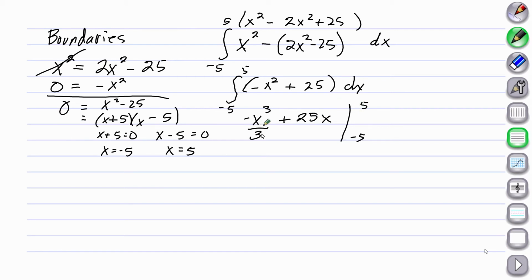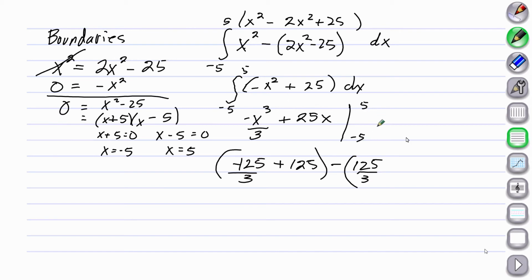Okay, I'm going to put the 5 in here. So this will be a negative 125 over 3 plus 100. 5 times 25 is 125. That quantity minus, now I'm going to put a negative 5 in here, which comes out to be 125 over 3.